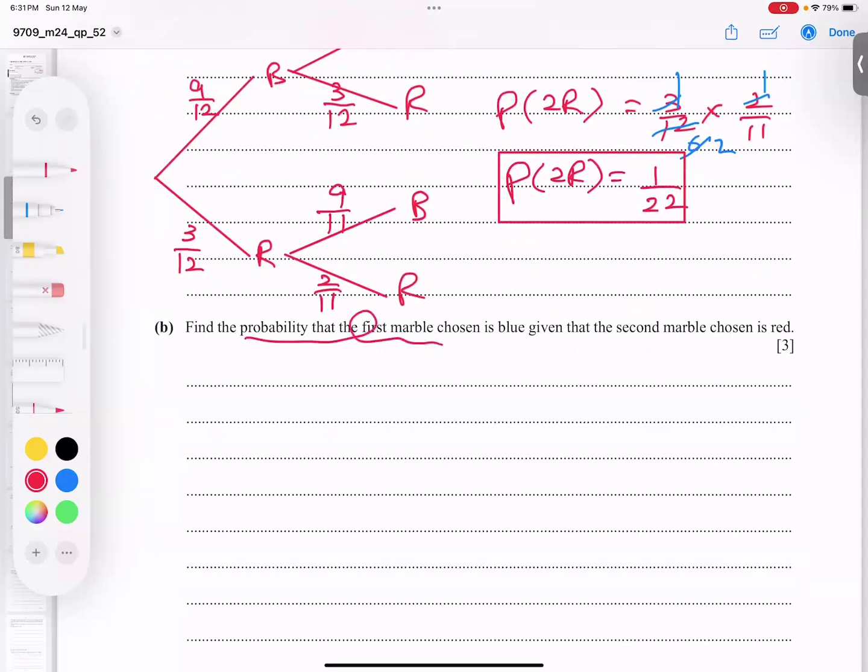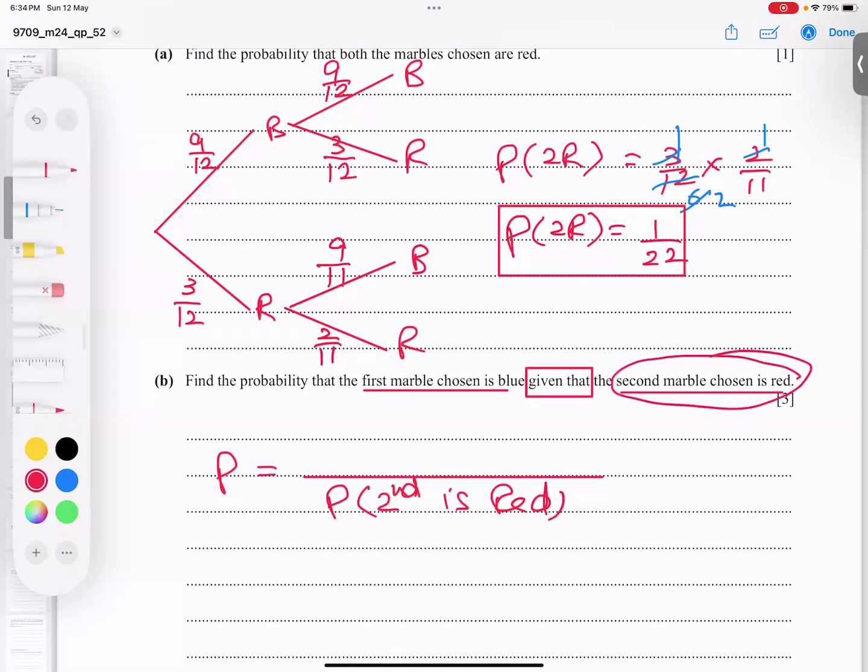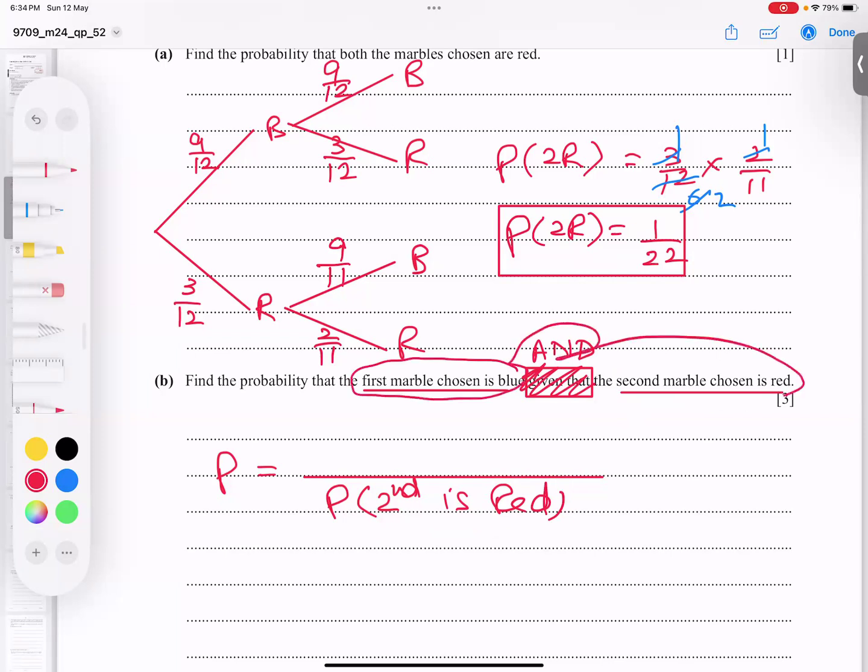Find the probability that the first marble is blue, given that the second marble is red. I taught you many times, whenever given that comes, we have to go for conditional probability. After given that, the second marble being red goes directly in the denominator. Now I will remove the words given that and write and. Now don't read the given that word. Read all together: first marble blue and second marble red.